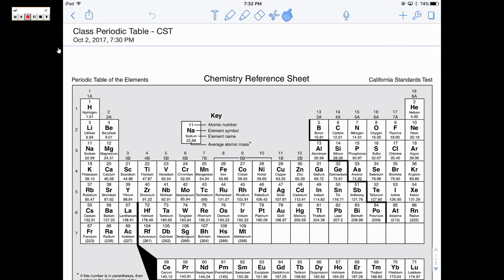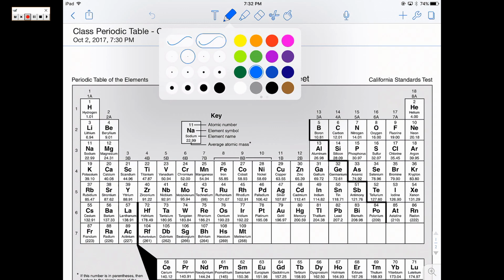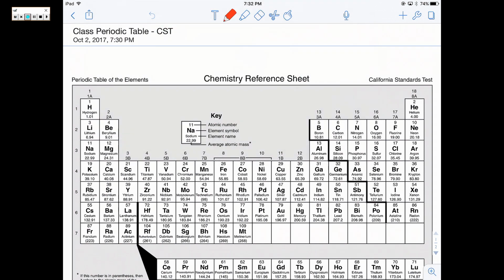Hey Chem Kids, trying something new. I know some of you were absent and I've got a lot of questions about electron configuration, so I thought this might be a helpful way to get some tutoring even if you aren't able to come in for tutoring. So first, a little bit about what we're talking about.